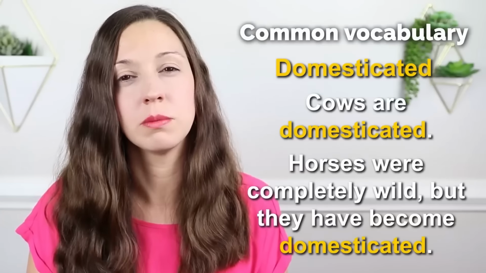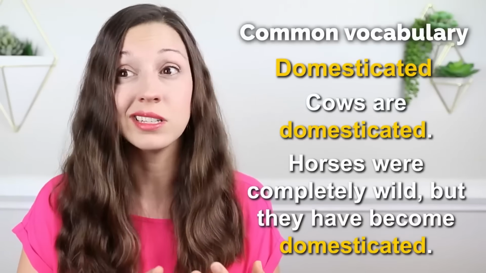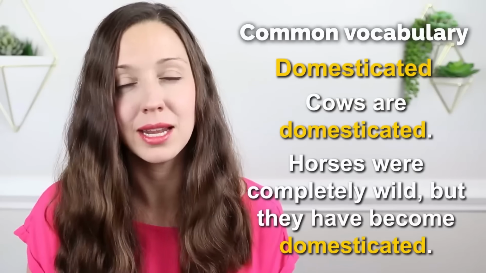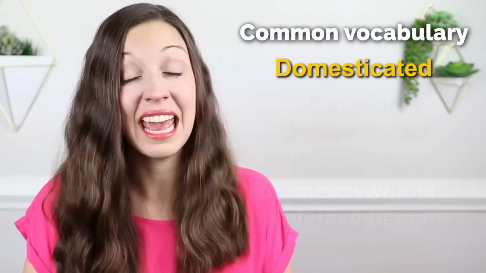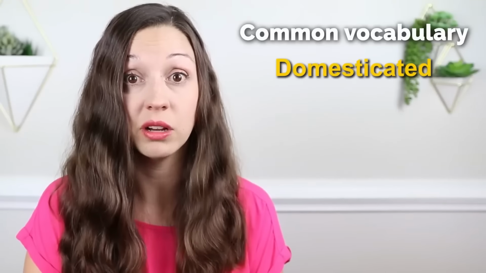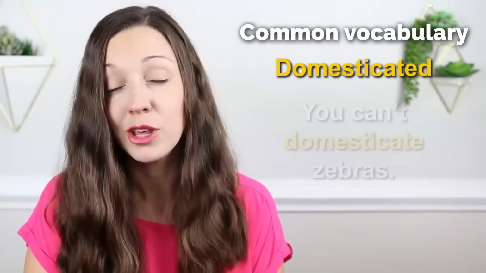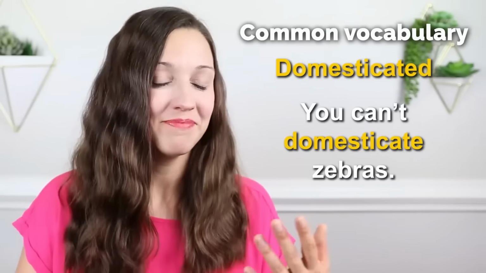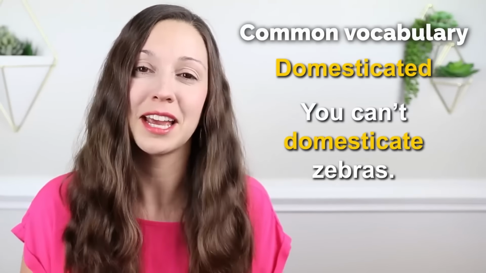We often use this term for farm animals. Horses, cows, chickens, sheep, goats, they are domesticated animals. Some animals just can't be domesticated, like a zebra. You can't ride a zebra. You can't domesticate zebras. It would be pretty cool, but they are just an animal that cannot be domesticated.